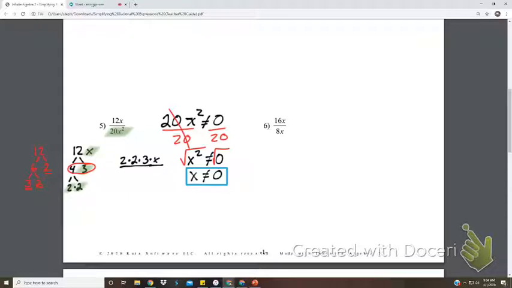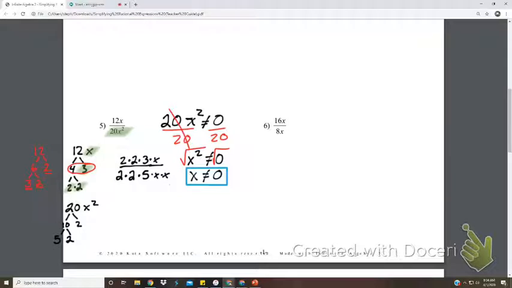So on number 5, at the denominator, we had 20x to the second power. So I'm going to factor down 20. I'm just going to go 10 and 2. And then 10 would break down to 5 times 2. And then x squared would be the 2 x's. So we have 2 times 2 times 5 times x times x.